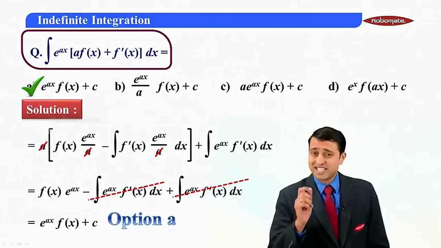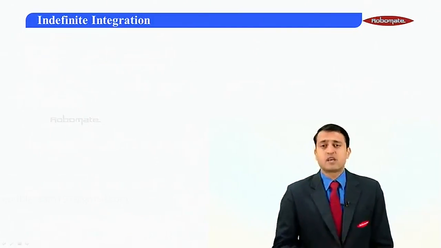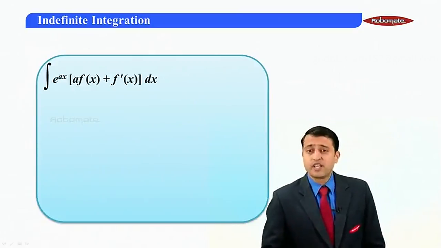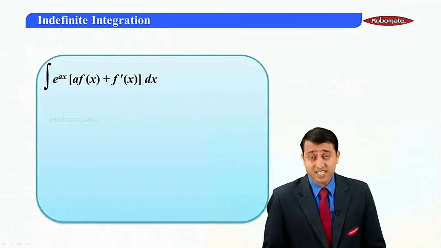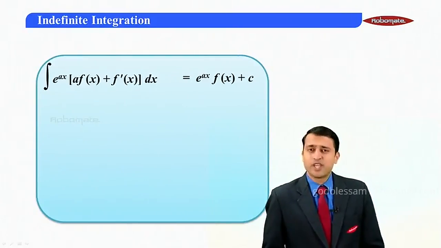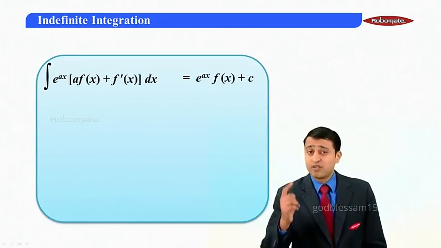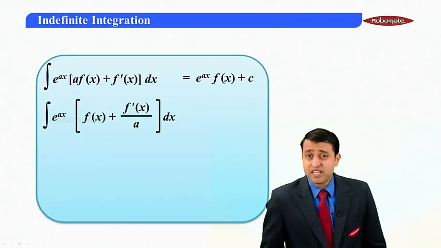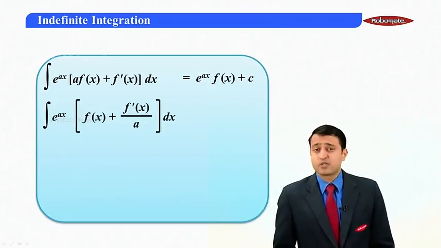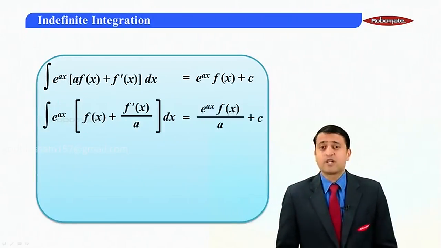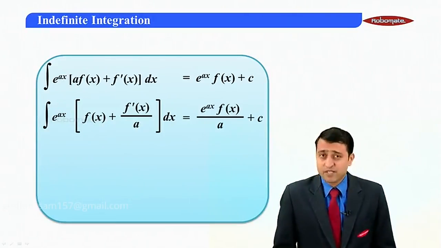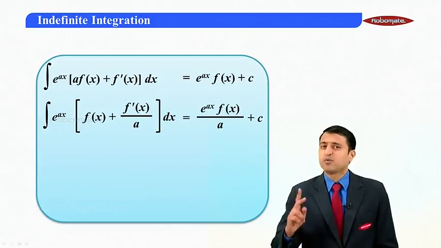Now my dear students, as I said, this is a shortcut. We will see some more shortcuts here. So integral e raised to ax into brackets a times f of x plus f dash of x dx is equal to e raised to ax into f of x plus c. Now the alternate form of the same is integral of e raised to ax into brackets f of x plus f dash of x by a dx is equal to e raised to ax f of x by a plus c. The same two.